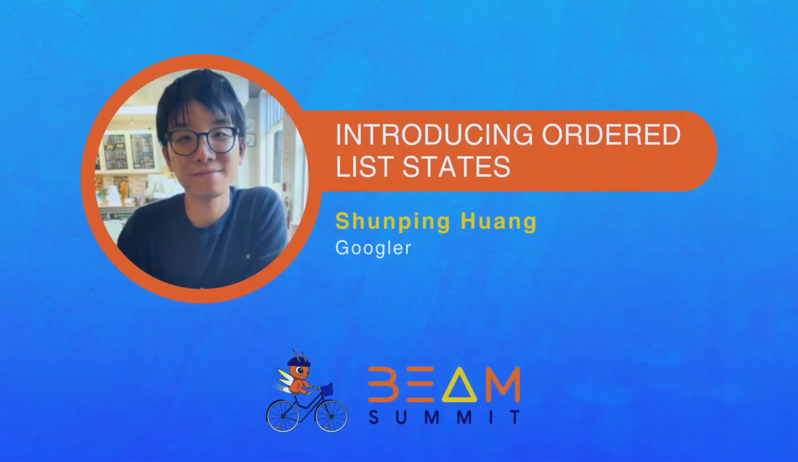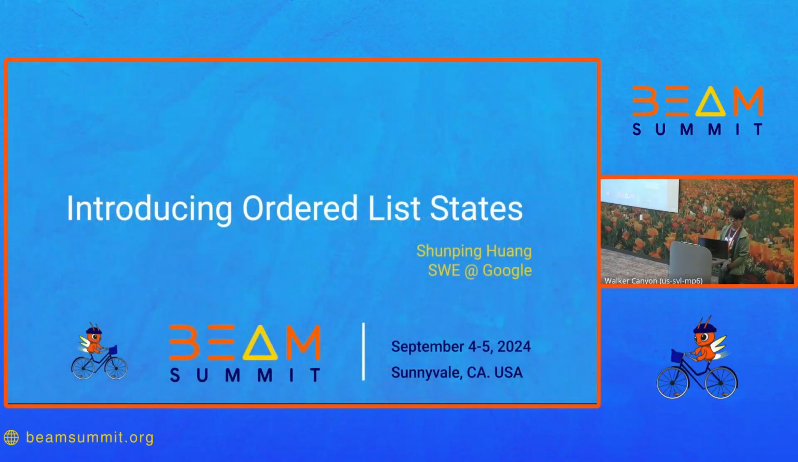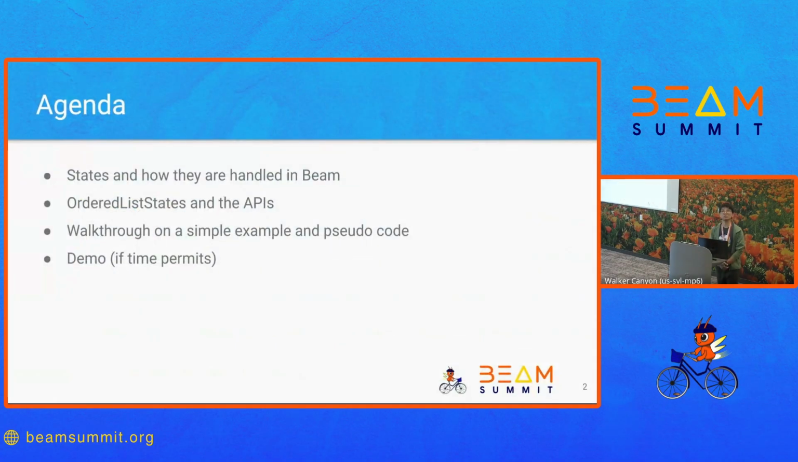This is the orderly state for data buffering, which is the topic I'm going to focus on here. Within the next 20-ish minutes, I'm planning to recap some basic concepts of state and how Beam handles that. I will also talk about the orderly state and why we need them. After that, I will briefly introduce the APIs and walk through an example and present the pseudocode. At last, if time permits, I will try to do a short demo and show how it works.